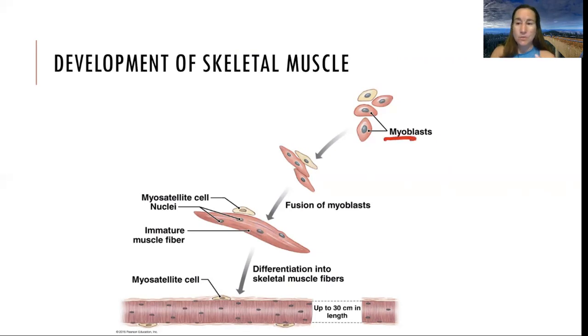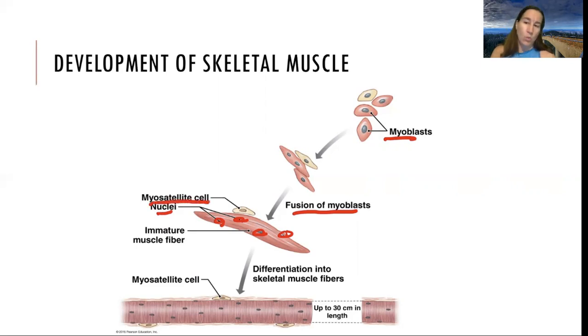And some of these guys fuse together. So we said that skeletal muscle is the only one that is multinucleate. It's because of this. When these guys fuse, we get fusions of the myoblasts, and now we're going to have all the different nuclei here and here and here and here. So skeletal muscle is multinucleate because of this factor. Some of these myoblasts are not going to turn into the skeletal muscle. They are going to become myosatellite cells.